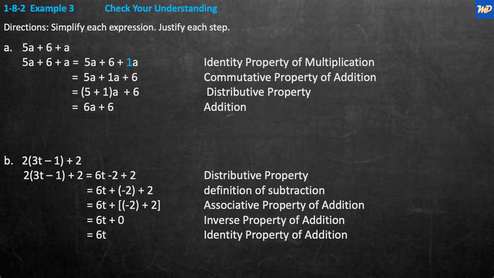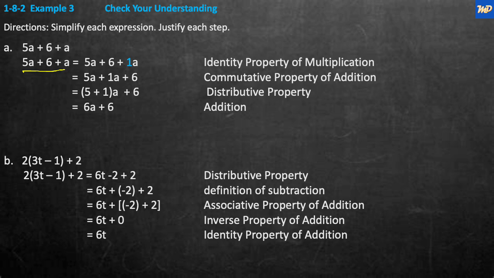The first problem, A, 5a plus 6 plus a. So I rewrote the equation, and what I've done in the first step is we added the 1 to the a. We can do that because the identity property of multiplication says that we can multiply 1 times any number and still have a. So we didn't change the value of a, we just put a 1 there so it's obvious when you're looking at it. You don't have to do this, but it's understood to be 1, but I just wanted to put it in there so we can see it.